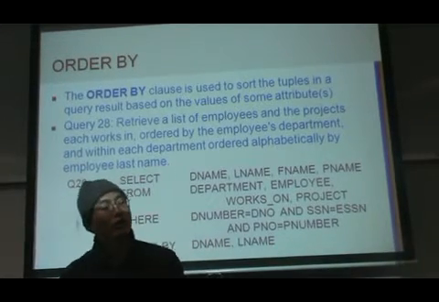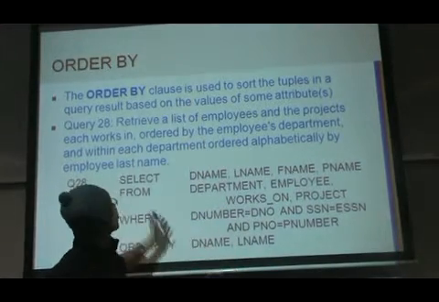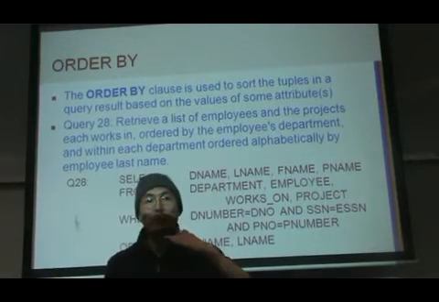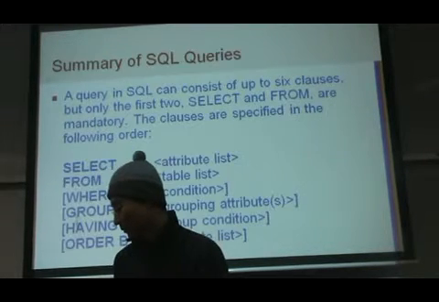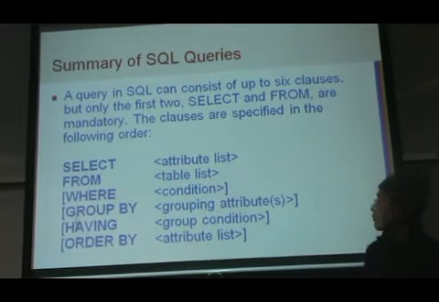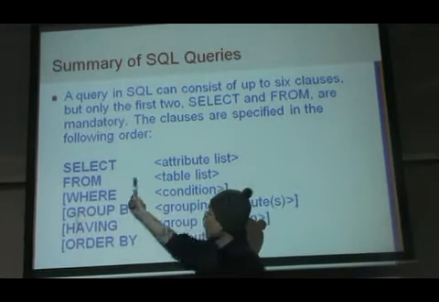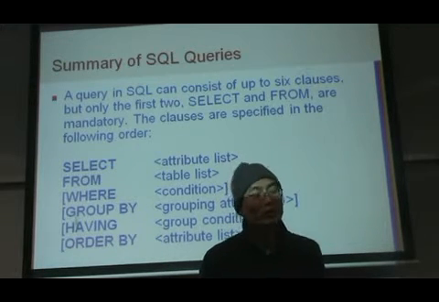And also, if I want to retrieve the data ordered by something, you can use ORDER BY. It can support ascending as well as descending. Okay? Then this is the complete list of the clauses. Brackets mean optional: SELECT, FROM, WHERE, GROUP BY, HAVING, and ORDER BY.